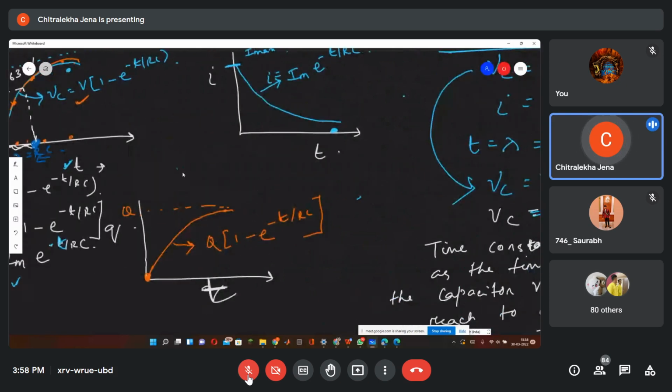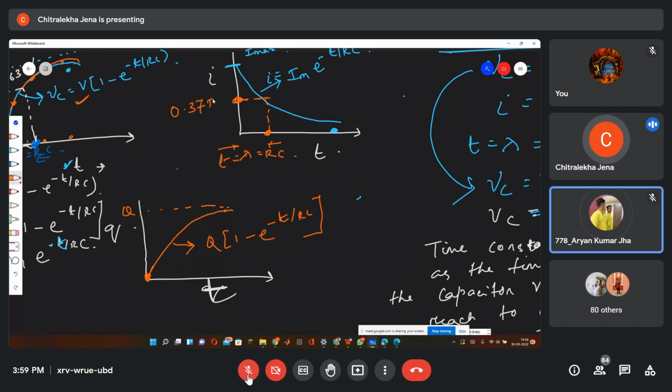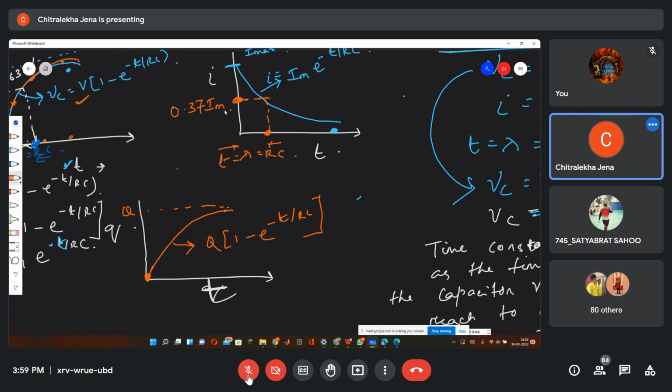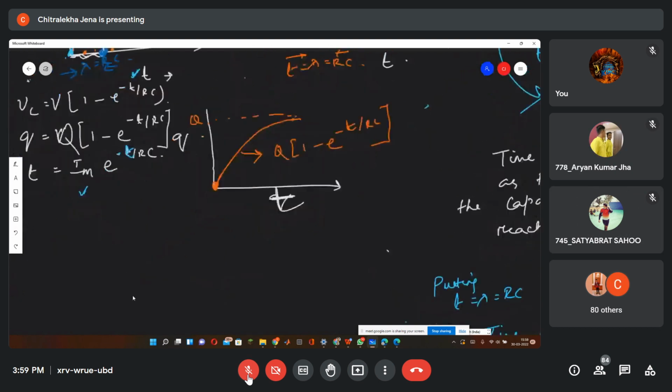So now here I will show you what your time constant is. Let it be T is equal to lambda is equal to RC. So what will be your value? Tell me. 0.37 into how much? Charging of capacitor is complete. Next class we will have discharging of capacitor. Any doubt with this? Tell me. No, ma'am.